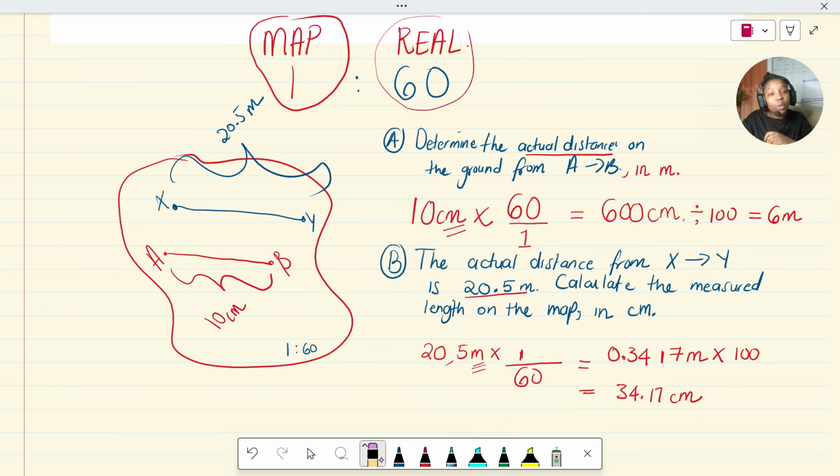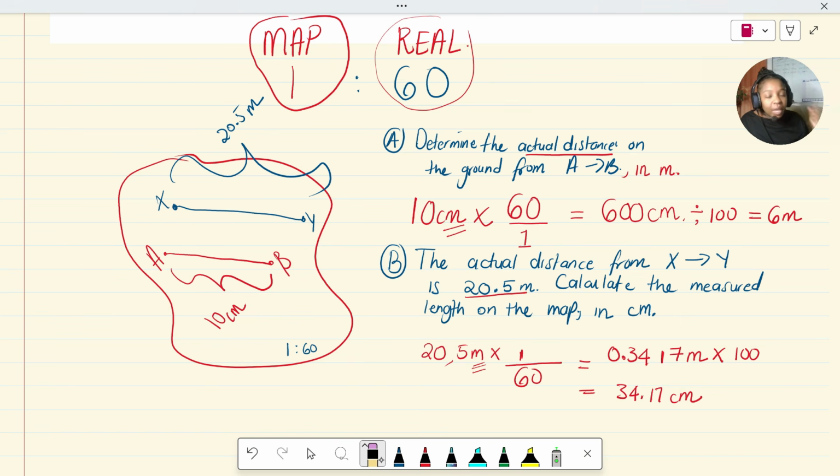You're also more than welcome to use the cross multiplication method when you want to convert from measured to real or from real to measured. You just need to remember that under the value, if you're given the actual distance, then you need to put that value under here.